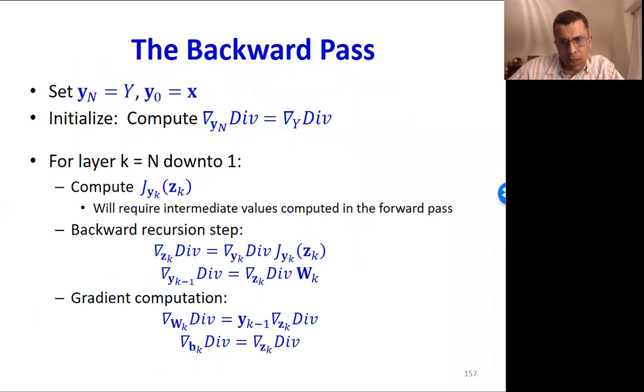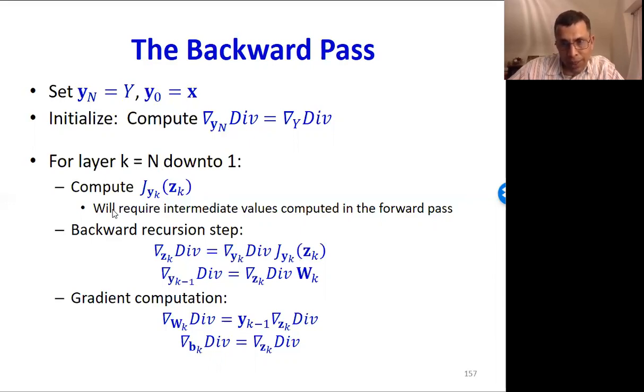And so here is the entire backward pass in pseudocode. First, you compute the derivative of the divergence with respect to the output of the network. Then you compute the Jacobian of the output layer.